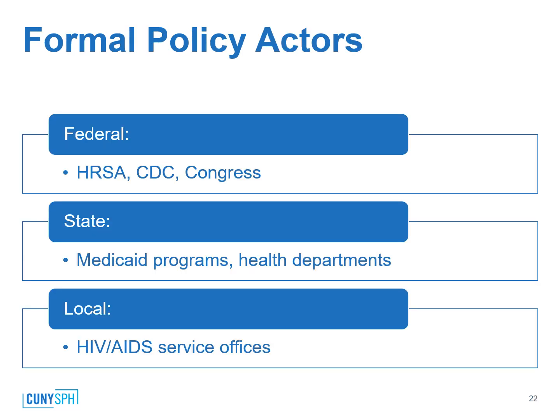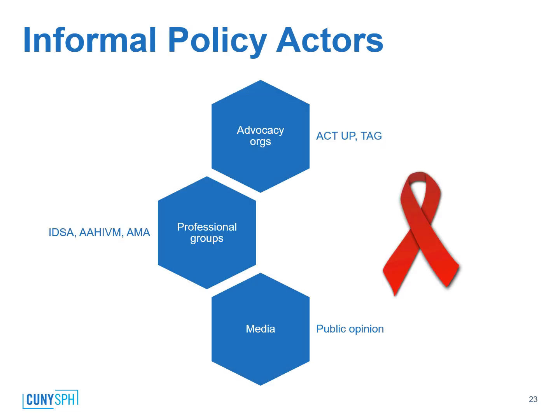Formal actors include Congress, HRSA, and the CDC at the federal level, as some examples, Medicaid agencies and health departments at the state level, and dedicated HIV service offices at the local level. Informal actors include advocacy organizations like ACT UP, professional societies such as the American Medical Association, and the media, which is a broad spectrum of organizations and perspectives which can shape public narratives and political pressure.